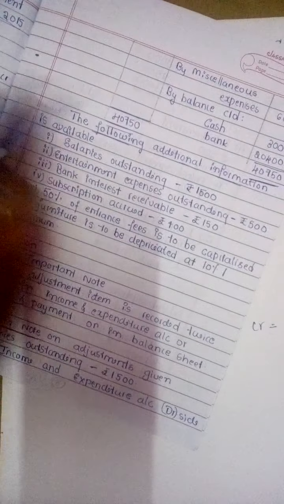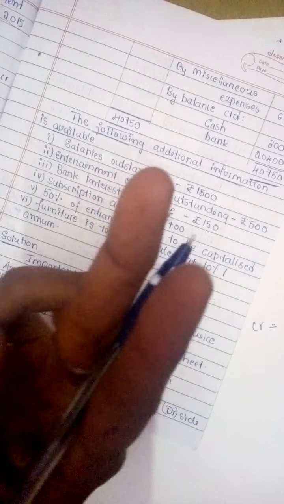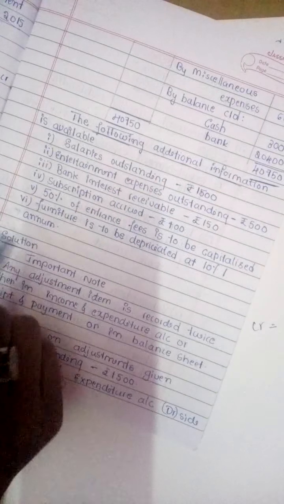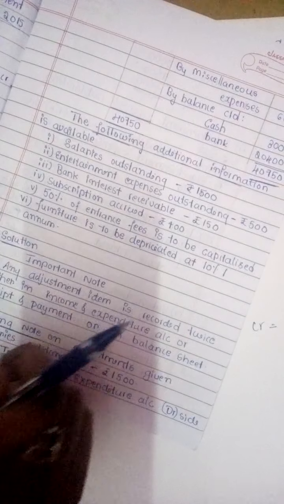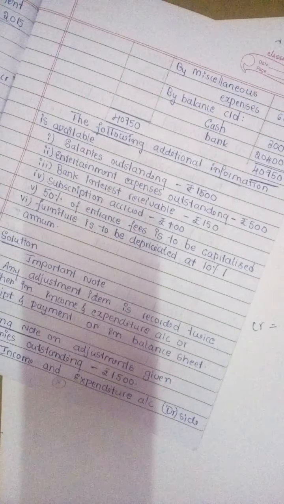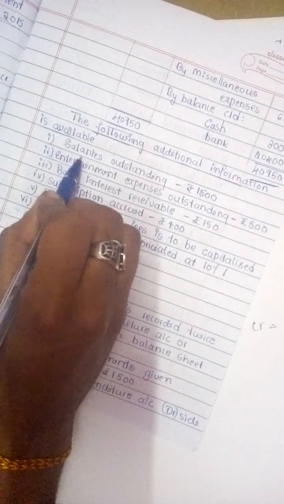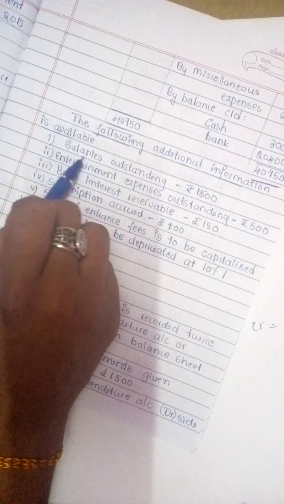They have given adjustments. Very important point to note down: adjustment given has 2 entries. That means it should be recorded twice. What? Adjustment needs to be recorded twice. Maybe in the income and expenditure account or receipt and payment account, and then in the balance sheet. So let us study regarding these adjustments.